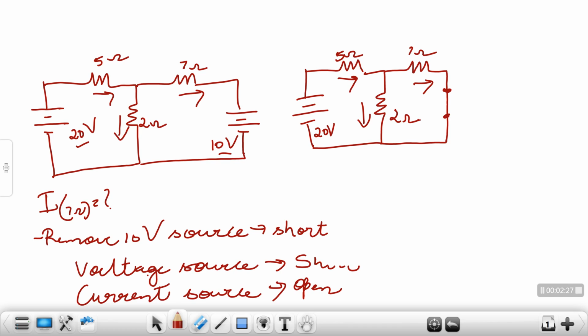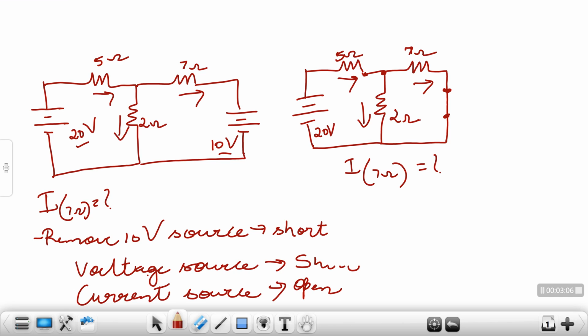Now, with this source present, give the flow of current in the circuit. I have already given the flow of current with this source present in my circuit. Now with this source present, I will have to calculate my current in 7 ohms. Now, if I notice, the current in 7 ohms is actually a part of the current coming from 5 ohms. See, the current coming in 5 ohms at this junction is dividing into two parts. One part is flowing to 2 ohms, the other part is flowing through 7 ohms.